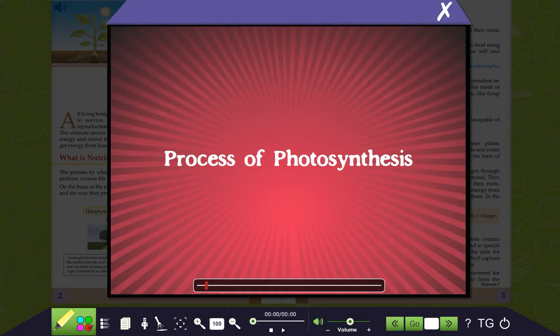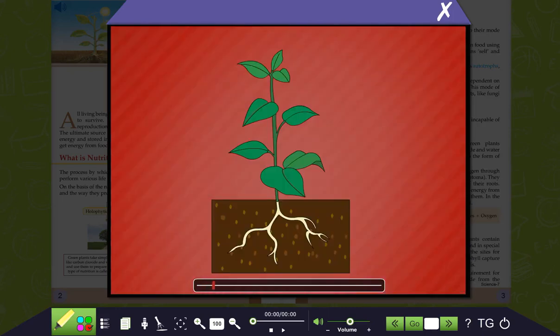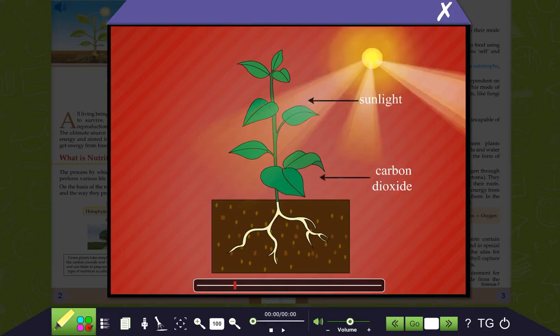Process of photosynthesis. The chemical process through which green plants containing chlorophyll combine carbon dioxide and water in the presence of sunlight to prepare food in the form of glucose is called photosynthesis.